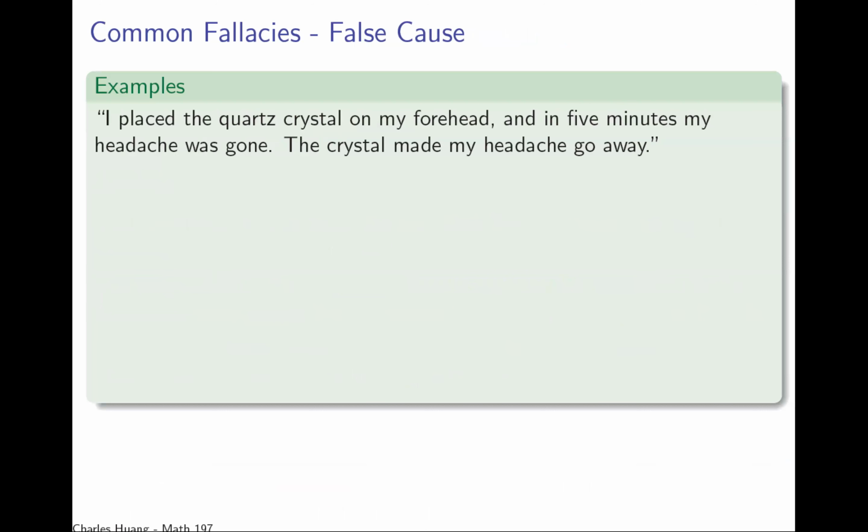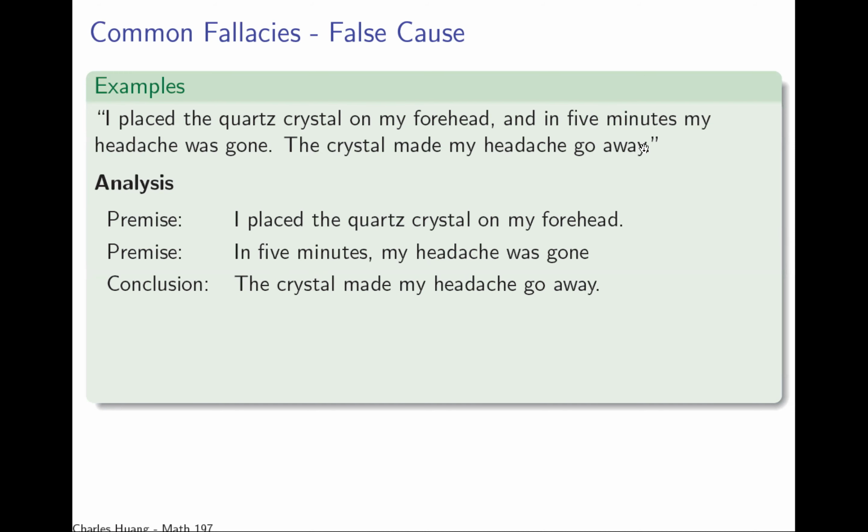The second type of fallacy that we'll talk about is called false cause. In this example argument, I placed the quartz crystal on my forehead, and in 5 minutes, my headache was gone. This crystal made my headache go away. Here, the argument is trying to reach the conclusion that the headache has gone away because of the crystal. And the reasoning is that the quartz crystal was placed on the forehead, and later on, the headache was gone.